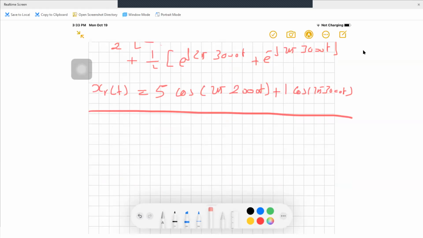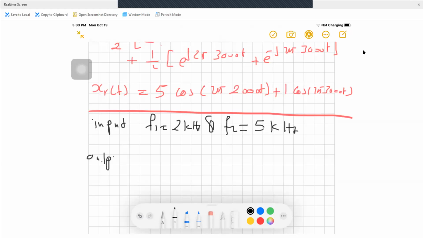Now, input, please look. The input was F1 equals 2 kilo and F2 equals 5 kilohertz. Now, the output of the system: F1 is still equal to 2 kilohertz, and F2 equals 3 kilo.